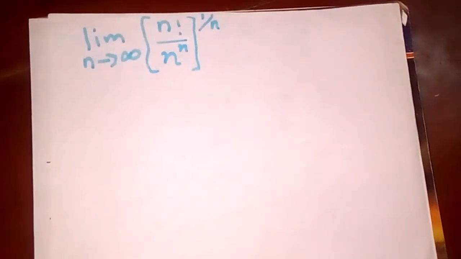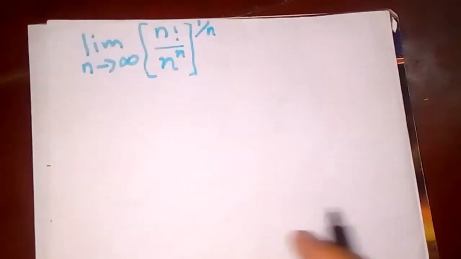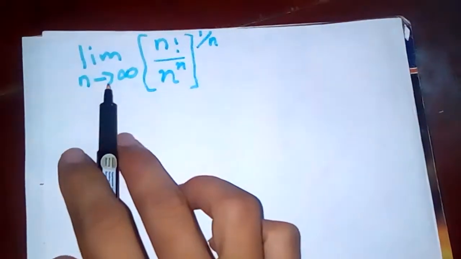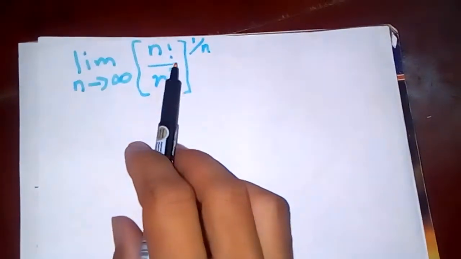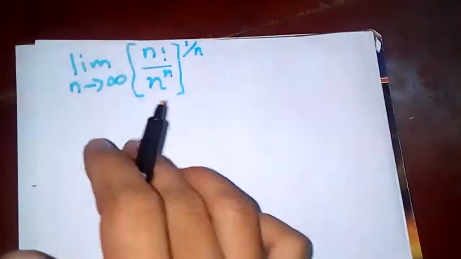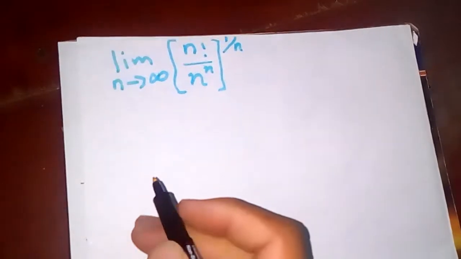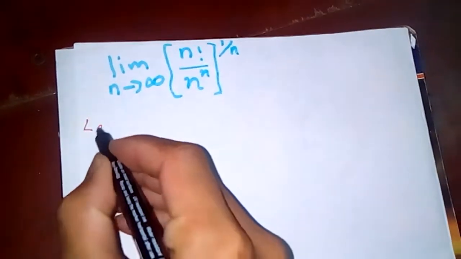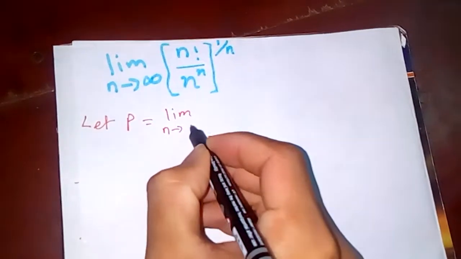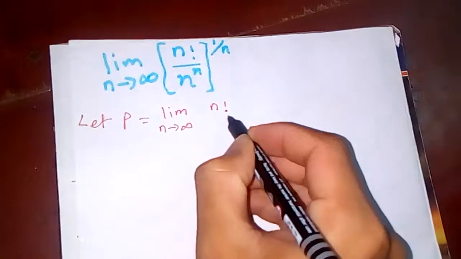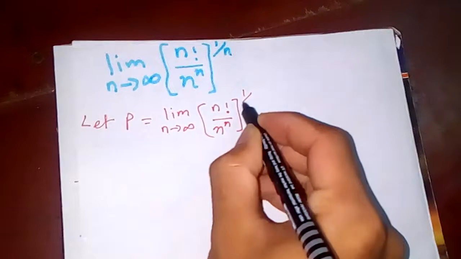Then let's discuss some limit, okay? Which is also a very nice limit. Here, limit n tends to infinity, n factorial over n to the power n, all to the power 1 by n. When you see all of this to the power something, okay? Let p be equal to limit n tends to infinity, n factorial over n to the power n, to the power 1 over n.